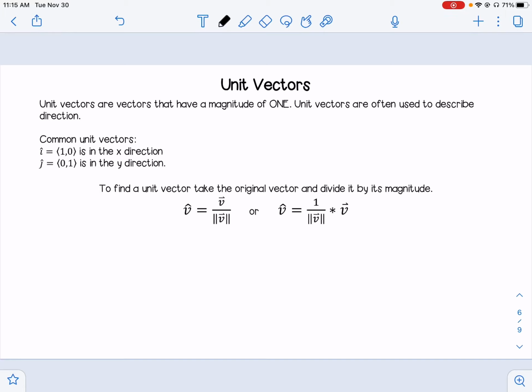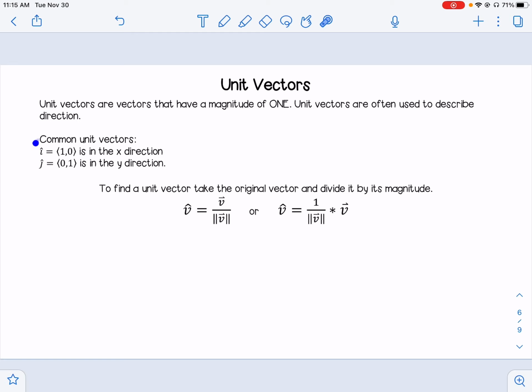Alrighty, so this little mini lesson is going to go over what are known as unit vectors. As we can see on the screen here, unit vectors are vectors that have a magnitude of 1. Because we know all vectors have both a magnitude and a direction, if their magnitude is 1, that means their biggest purpose is direction. So we often use unit vectors to describe the direction of a specific vector.